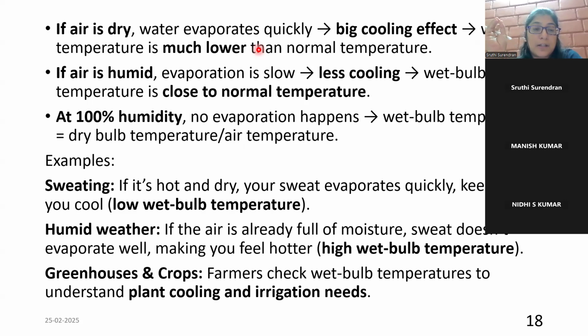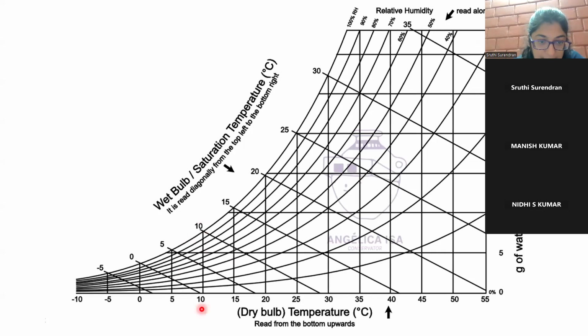Now, what happens at 100% humidity? The air became so humid that 100% humidity has been reached. There is no scope for any water to evaporate. In that case, the dry bulb temperature itself is going to be the wet bulb temperature, and you can get that very easily from this graph, which shows that at the dry bulb temperature, if you see this relative humidity of 100 percent, at this point you will find that the dry bulb temperature and the wet bulb temperature are both the same.